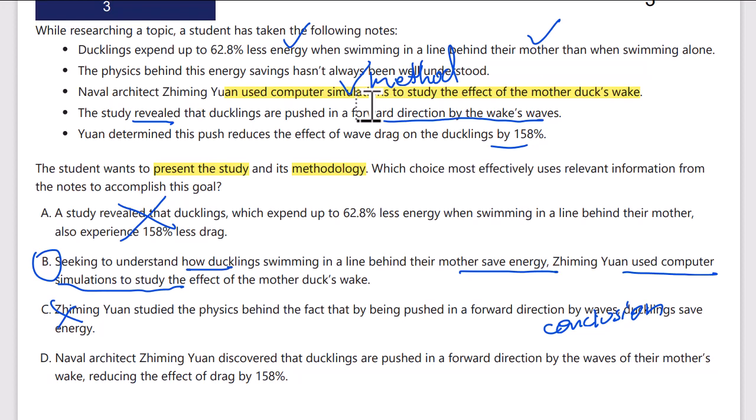D: naval architect Yuan discovered that ducklings, so discovered, that's a finding. That's a conclusion. That is not the methodology. Okay, that's going to be the wrong answer. B is the correct answer to the question.